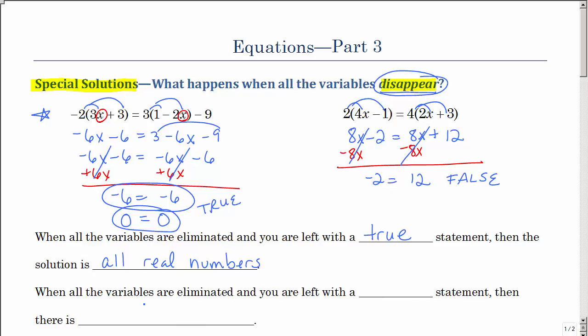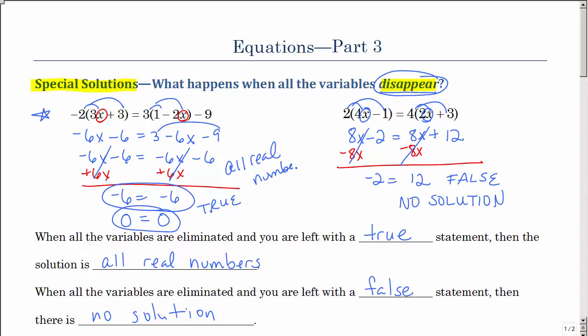When all the variables are eliminated and you are left with a false statement, then there is no solution, meaning that there is no value of x that you can plug in and make that equation true. So one more time, this answer is no solution, and this answer over here is all real numbers.